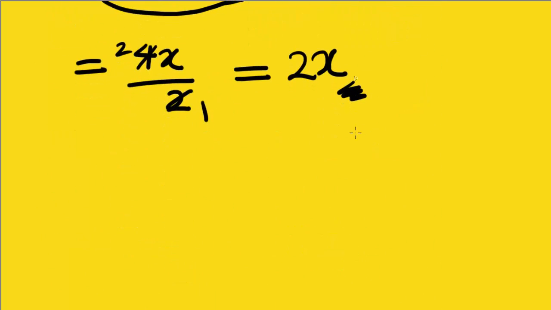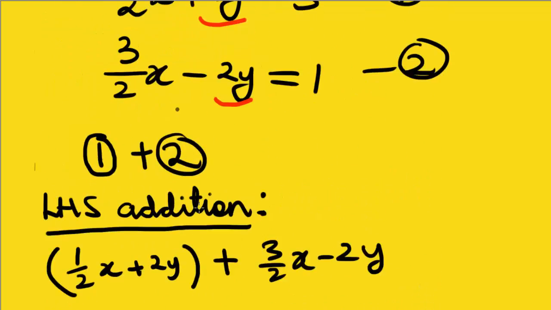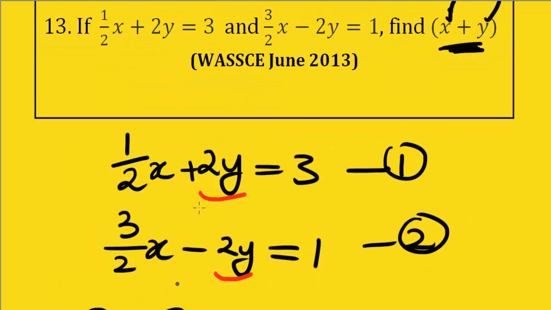So I'm not even going to bother working anything out. All we know is when you add equation 1 and equation 2, what you get as your left hand side result is 2x, and what you get as your right hand side result is 3 plus 1, which is 4. So let's look at this again. You have two equations and you're adding them together.